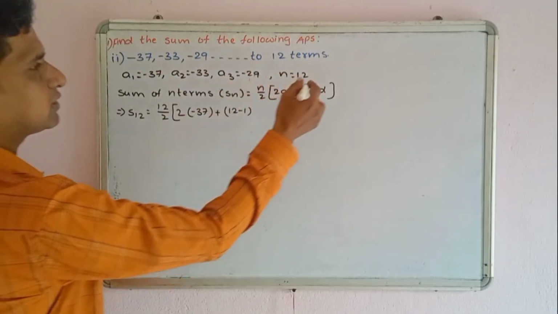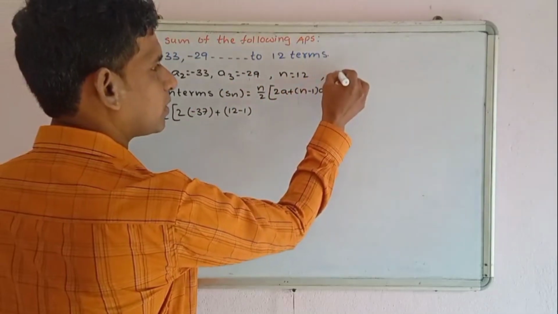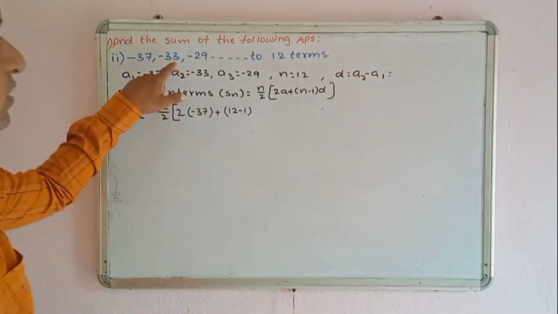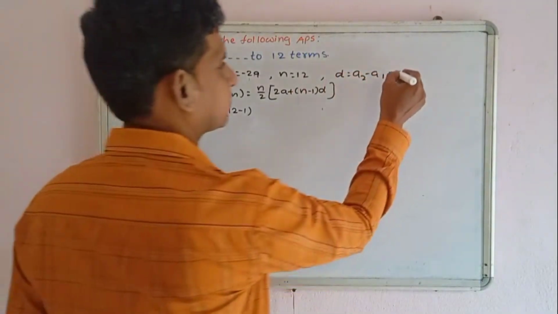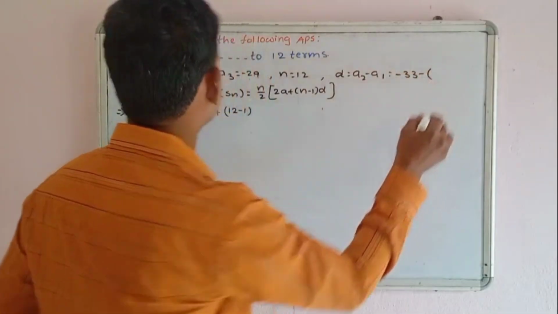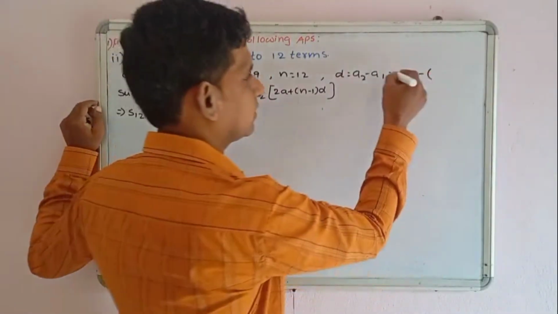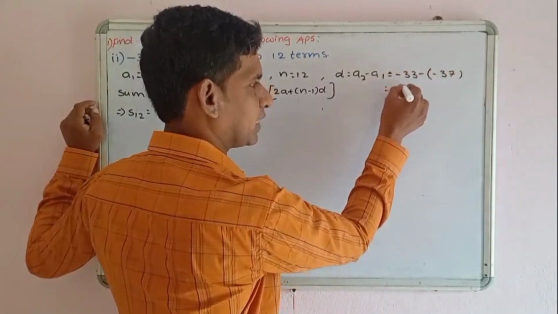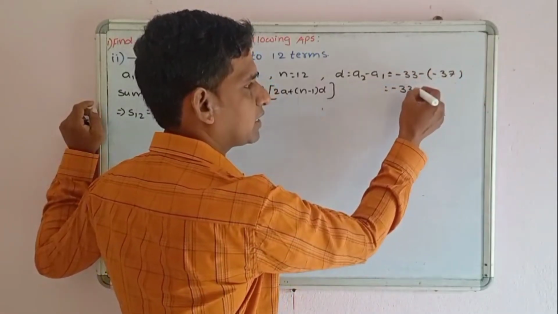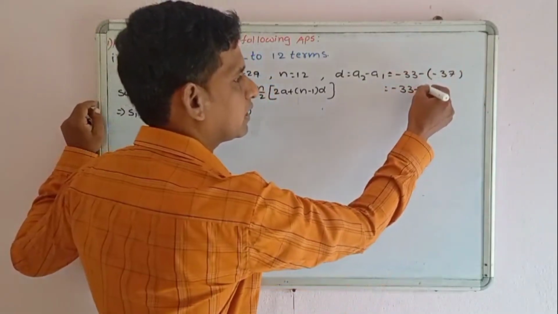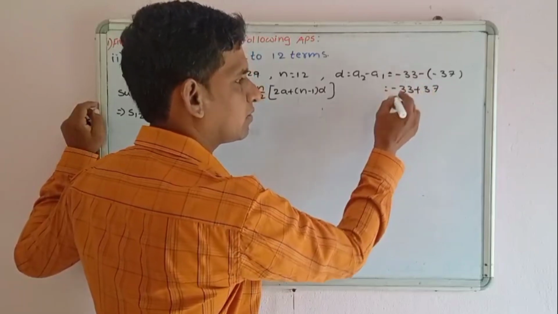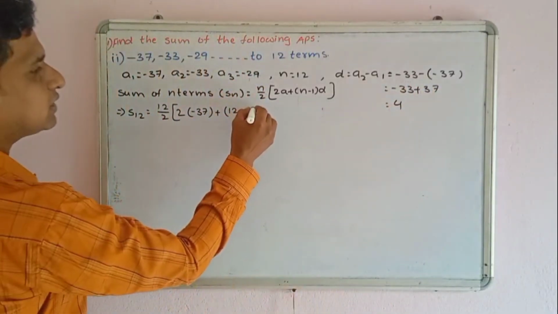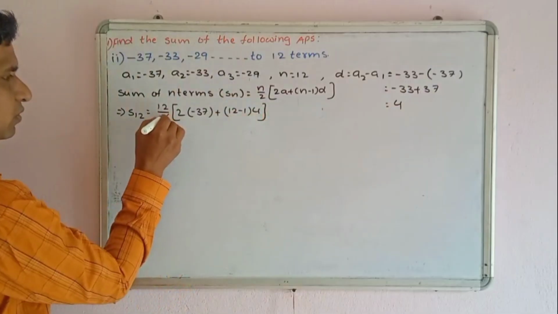What is the value of d? See, d equals, what is the formula? d equals A2 minus A1. Here A2 is minus 33, minus A1, which is minus 37. So minus 33 minus of minus 37: minus and minus is plus, 37 minus 33 is 4. So d is 4.